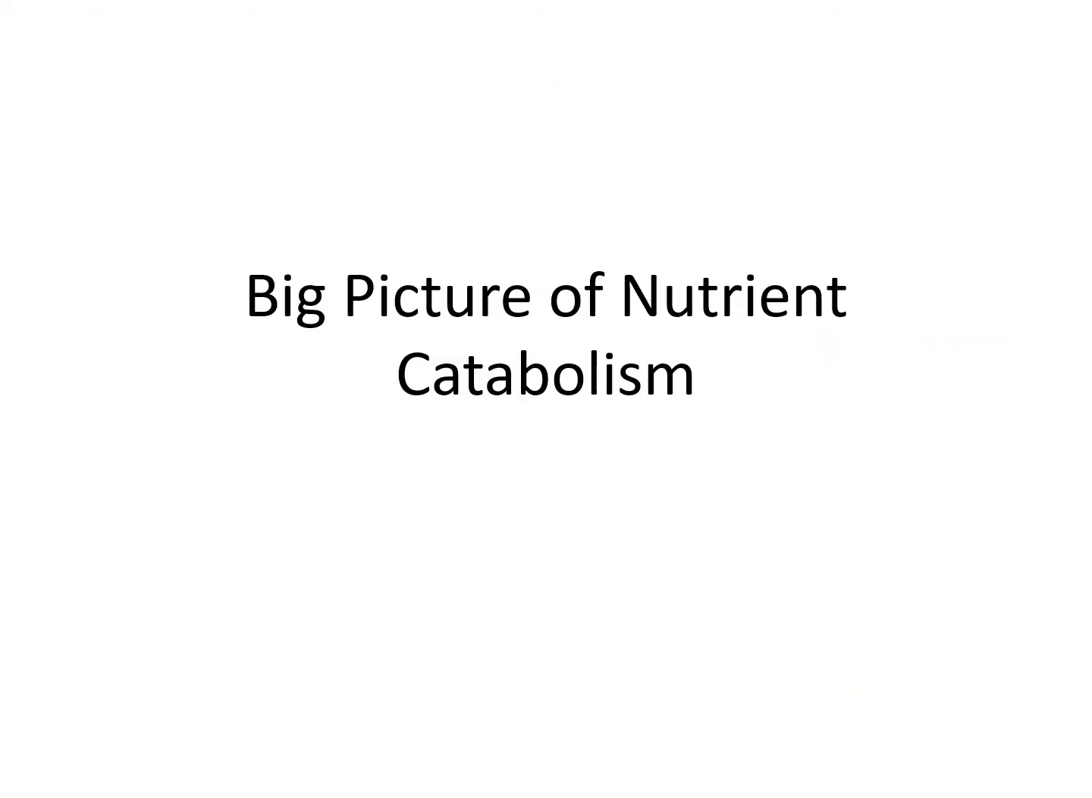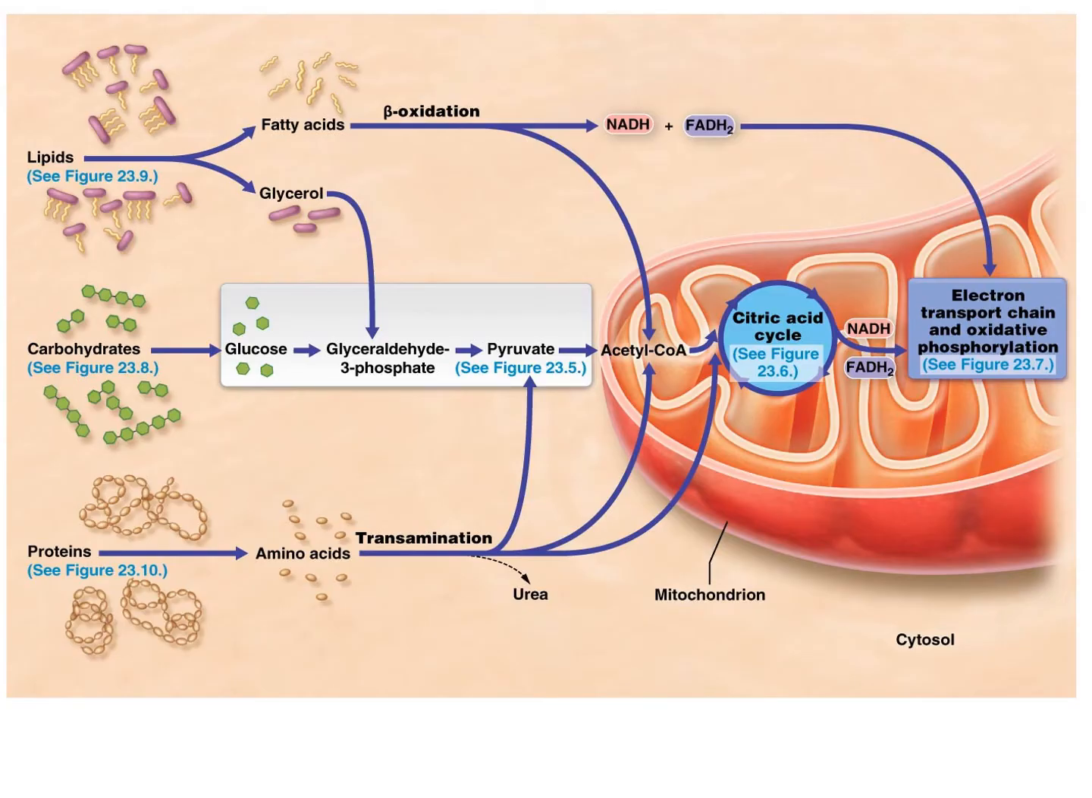So let's look at the big picture of nutrient catabolism now that we've looked at all three major organic molecules: lipids, carbohydrates, and proteins. For carbohydrates, we started with the oxidation of glucose to form glyceraldehyde 3-phosphate, into pyruvate from glycolysis, into acetyl-CoA as it enters the citric acid cycle, and then to the electron transport chain and oxidative phosphorylation. We saw that 38 ATPs are produced.